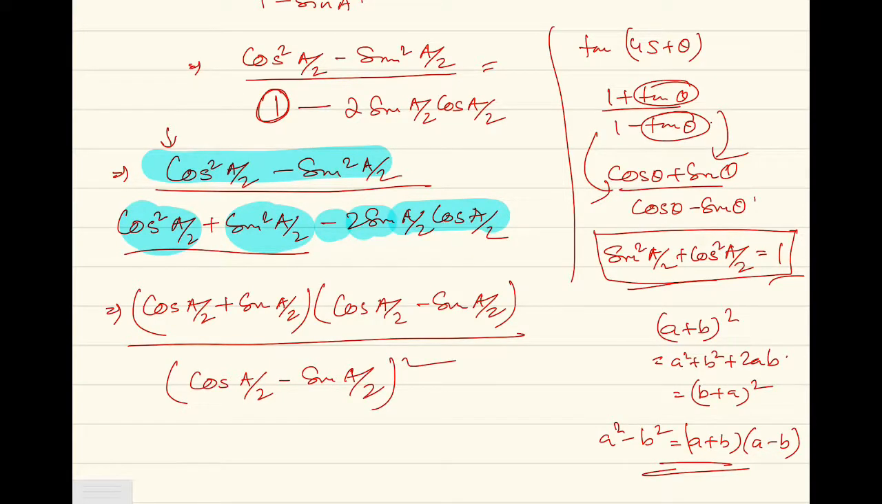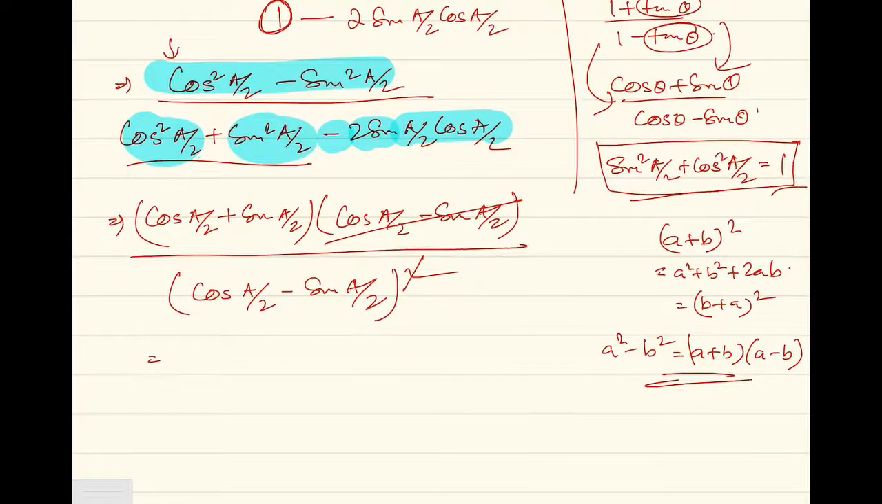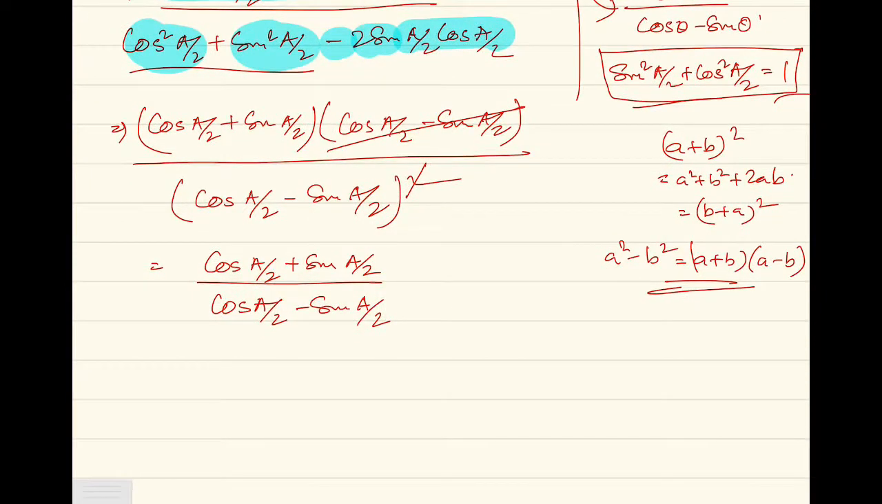Yes. So I can cancel the square and one of the factors, and finally I get cos A by 2 plus sine A by 2 divided by cos A by 2 minus sine A by 2. Okay, so I can either write directly, this is the formula for tan. Okay, we already got the answer. Or dividing numerator and denominator by cos A by 2. If I do that, what do I get?